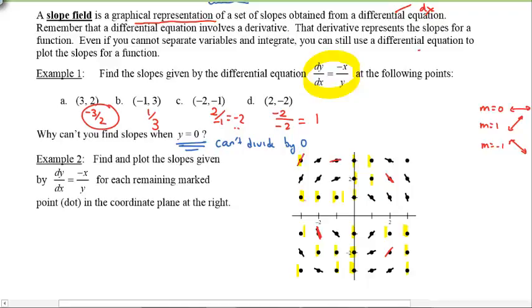You should have something like this. Once again, at y equals 0, there's no slope field.